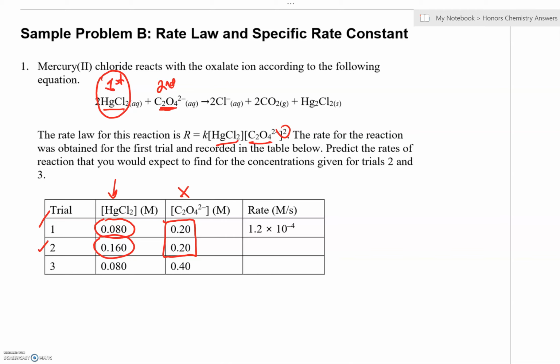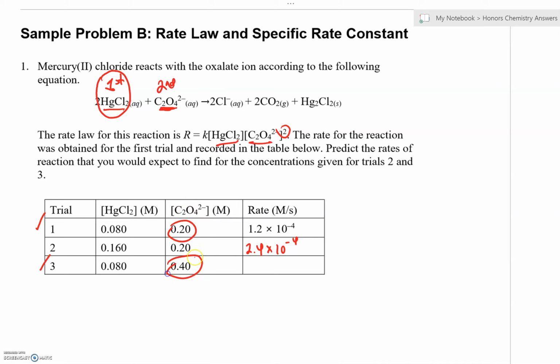Now we're going to do the same thing for the oxalate ion. And remember, this is second order. That means that whatever effect we make on the concentration will square that effect on the rate. If it was a third order reaction, we would cube the effect on the rate. If it was a zero order reaction, nothing would happen. So what we want to do is find a couple of experiments that change the concentration of the oxalate ion, but don't change the concentration of the mercury 2 chloride, and that's experiments 1 and 3.